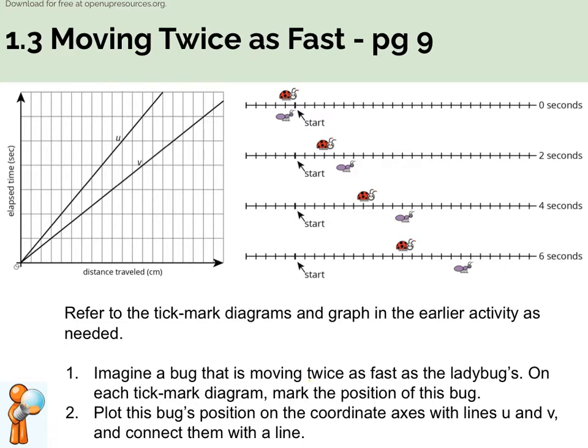So twice as fast as the ladybugs. On each tick mark diagram, mark the position of the bug and then plot the positions on the coordinate axis, so put it on the graph, right? And then connect them together, and then that will make a third line. So go ahead and pause right now and figure out where that went.